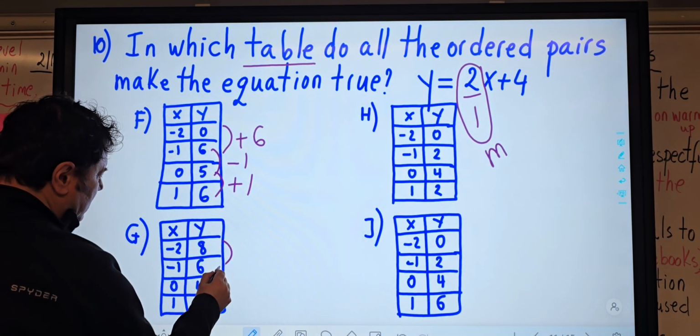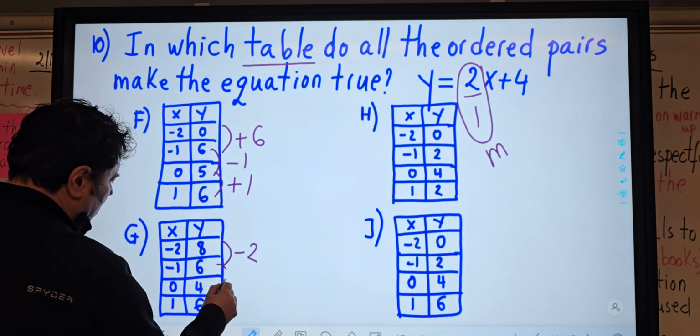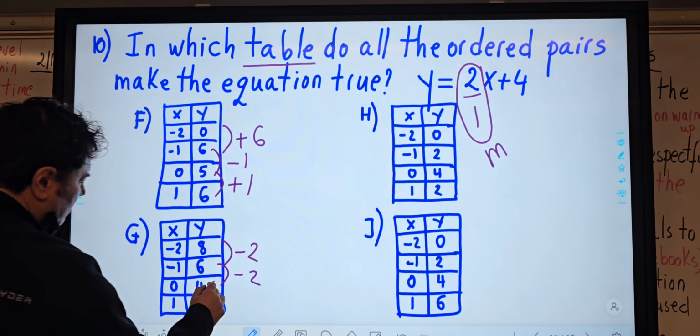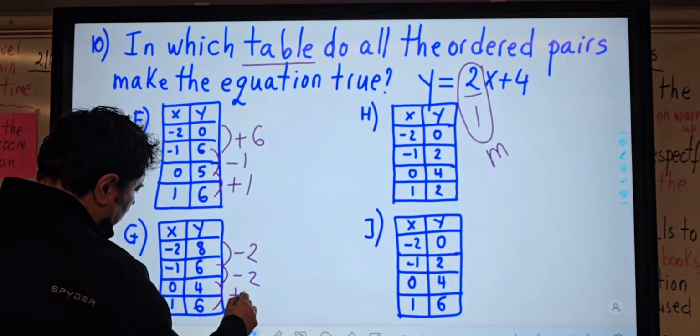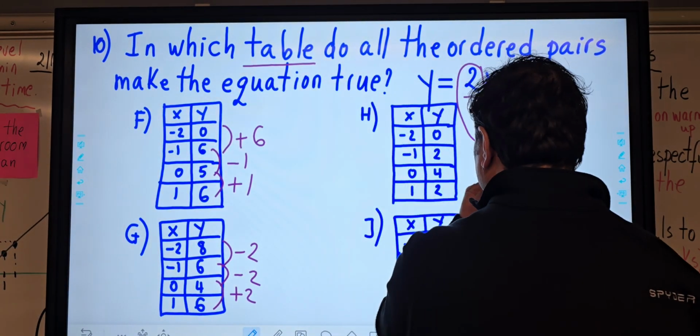From 8 to 6, we are subtracting 2. From 6 to 4, we are subtracting 2. But from 4 to 6, we are adding 2. Okay, again, not a consistent pattern. Let's take a look at the other one here.